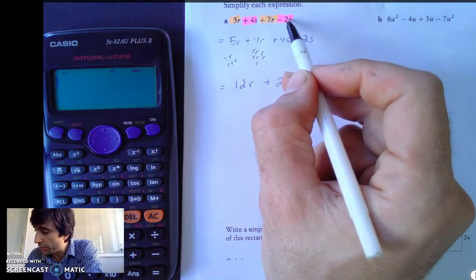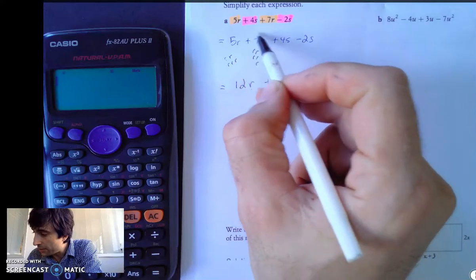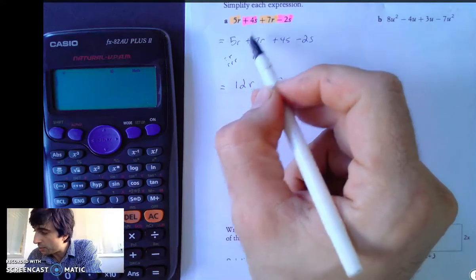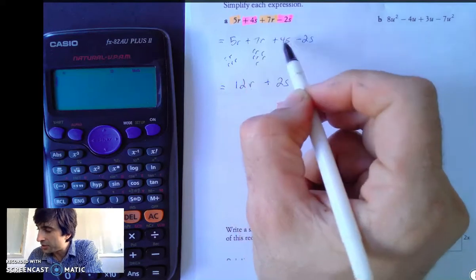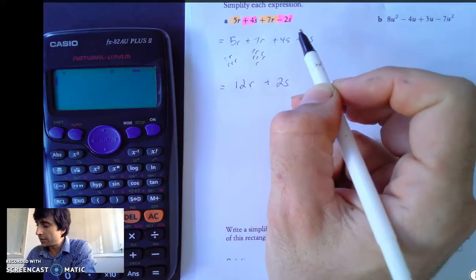And so you'll notice when I rewrote it, I wrote positive 7R, that plus stayed with it. Positive 4S, that plus stayed with the 4S. And negative stayed with the negative. And that's really important that we acknowledge that. So let's have a look at the next one.